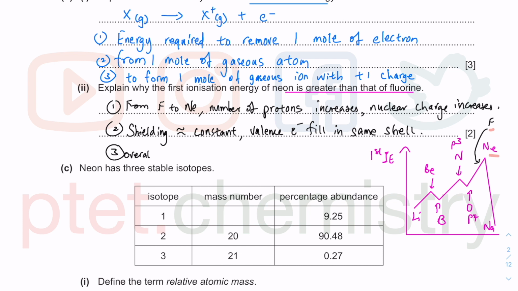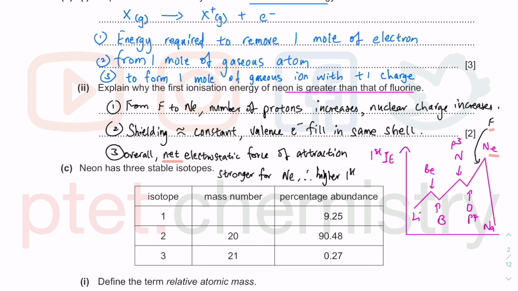Overall, the net electrostatic force of attraction, well, essentially the effective nuclear charge, that's why it's called the net electrostatic force of attraction. This is between the protons in the nucleus and the valence electrons, and would be stronger for neon, therefore more difficult to remove. Higher first ionization energy, therefore higher first ionization energy.